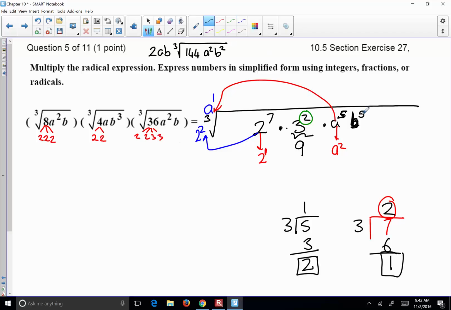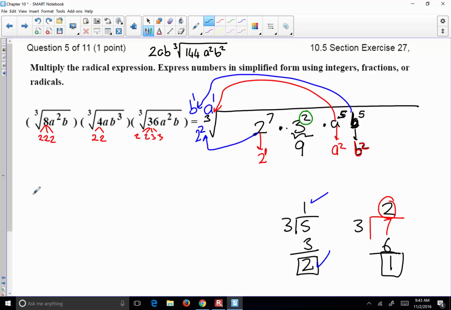Same deal. This is 5. So I believe 2 of them will stay in. Red ones are in, blue ones out. 1B coming out, because it's the same 5. You do the same work. 2 in, 1 out.